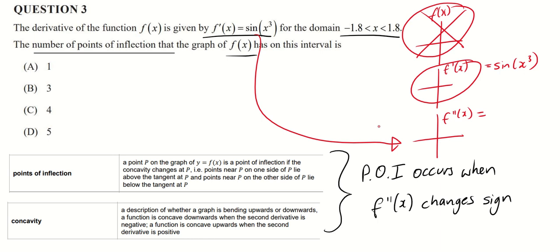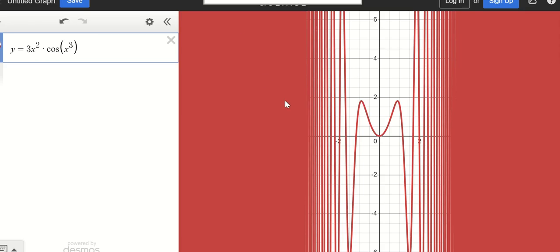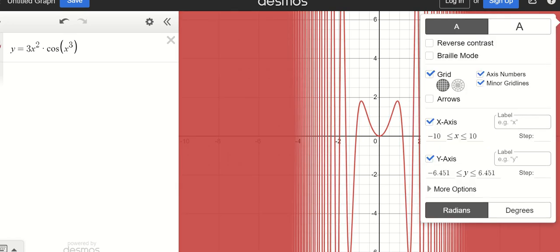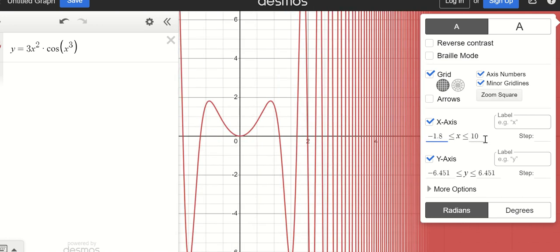To get the second derivative, I need to differentiate the first derivative again, and I'll just do this with chain rule. Differentiating sine goes to cosine, then multiplying by the derivative of x cubed, which is 3x squared. So I really just want to get my graphics calculator out, graph that function, and see how many times the derivative changes sign. So I'll type this into my graphics calculator, and I'll get something really funky looking, which means I just need to change my domain to what it is in the question, minus 1.8 to 1.8.